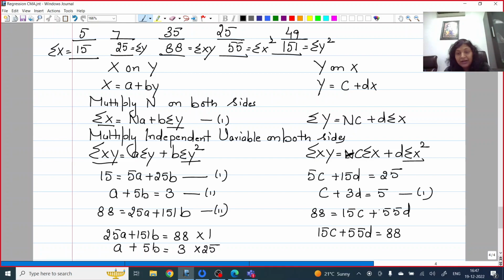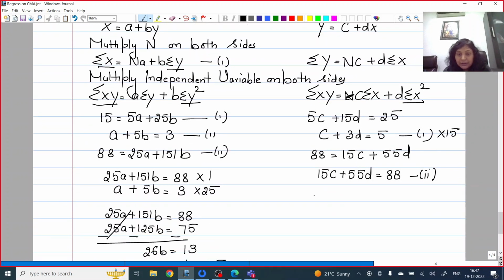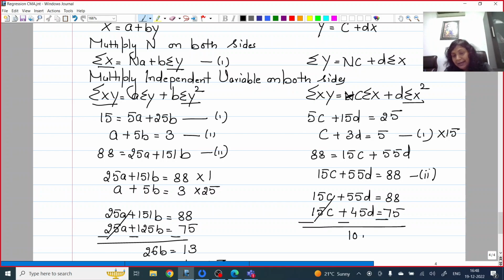Now in a similar way, if we want to solve both the equations, we have to use the elimination method. So I have multiplied the first equation by 15. So this becomes 15c + 55d = 88. Now second equation is 15c + 45d = 75. So we have subtracted both. This becomes 10d = 13. So d is equal to 1.3.